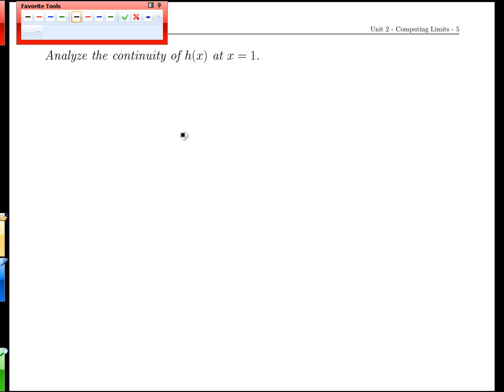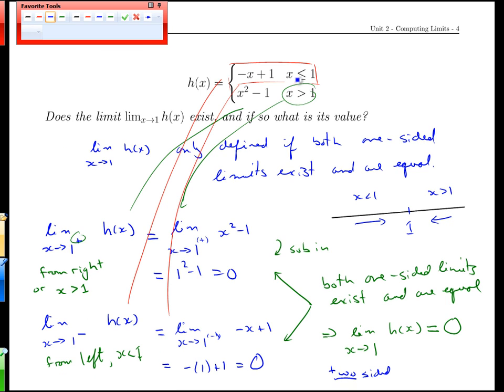What does that tell us about the continuity of this function at this point? Well, we have that the limit as x approaches 1 of h of x is equal to 0. What else do we need for continuity? So that's the limit. We also need the value at x equals 1. Well, h of 1 is equal to, let's flip back one second. When x is equal to 1, we use this function here. So, what if we just plug in x equals 1 into this formula?